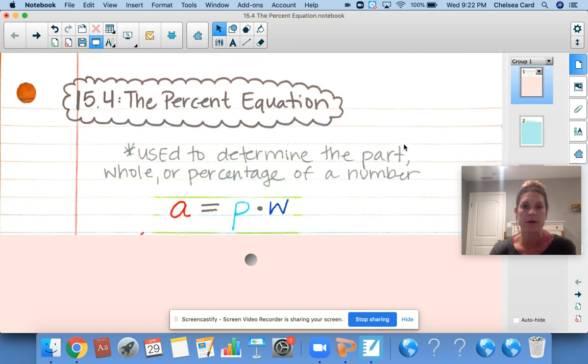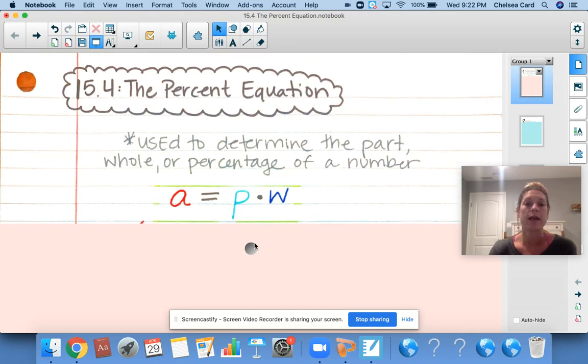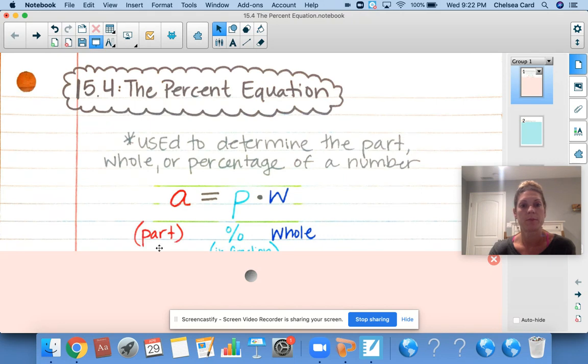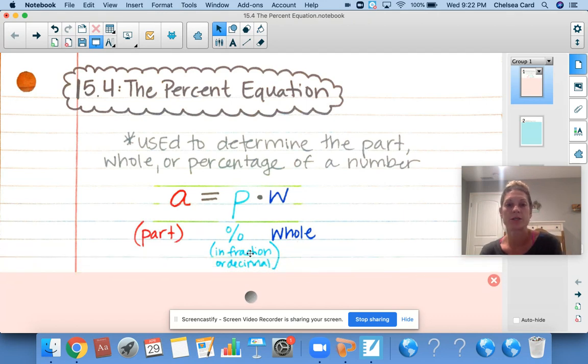Now, yes, I know. I don't know what those mean, Ms. Card. So A is going to be our part. And then our part of our number is going to be equal to the percentage times the whole. Now, your percentage, you're not going to put in 50% or 75% or 12%, right? So you're going to want to put this in either a fraction or a decimal. You're not going to want to leave it in percent.